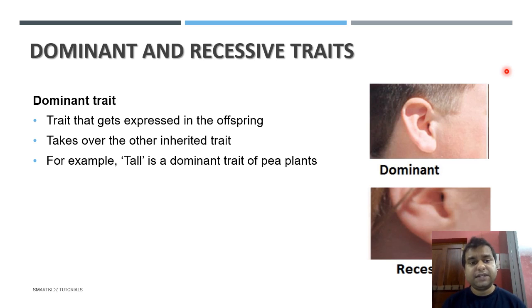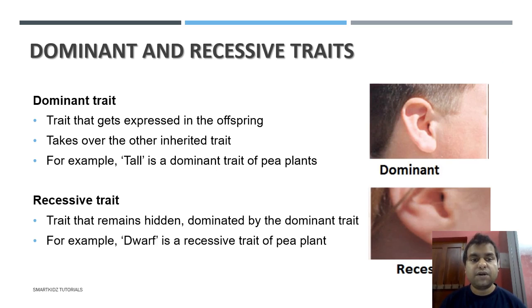So traits that get expressed in the offspring are referred to as dominant, and it takes over the other inherited trait. An example is the tall plant as dominant. And whatever is not dominant, we refer to it as recessive. Traits that remain hidden or dominated by a dominant trait, for example, the dwarf nature of the garden pea plant.